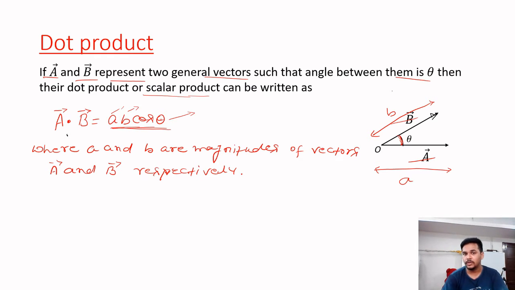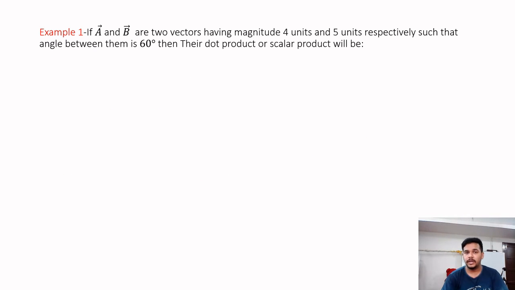Understood? So to find the dot product of any two vectors, what do you need? You need the magnitudes of the two vectors, A and B, and the angle between them. Let me take one example based on this topic. Here I am taking an example: A and B, again any two general vectors, are two vectors having magnitudes 4 units and 5 units.